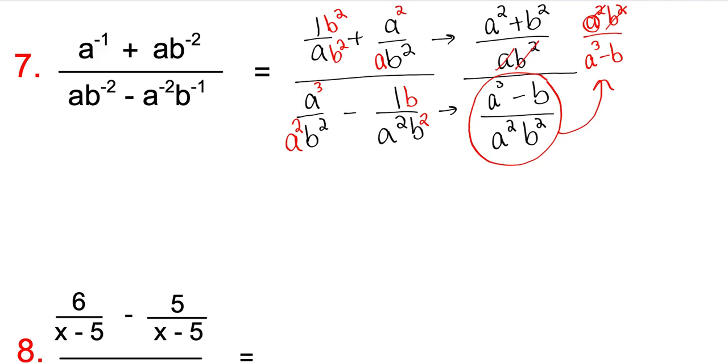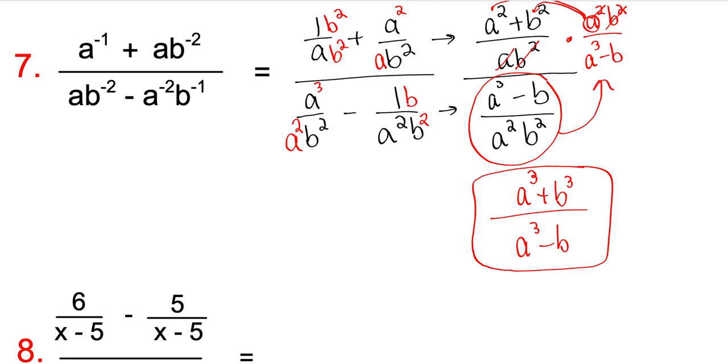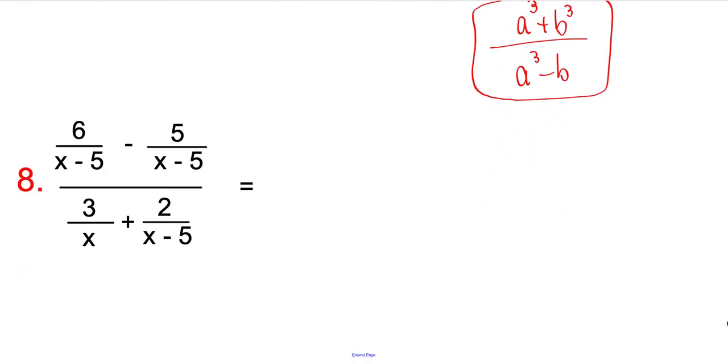So that's going to have to distribute through here because we are multiplying. So the numerator will be a cubed plus b cubed. Denominator, we have only left the a to the third minus b. Okay? So that one's kind of difficult. You might want to replay that one a couple times just to see how to do that again. But the first trick is actually changing these to a couple fractions in the top and a couple fractions in the bottom. Okay? And we have one more left.